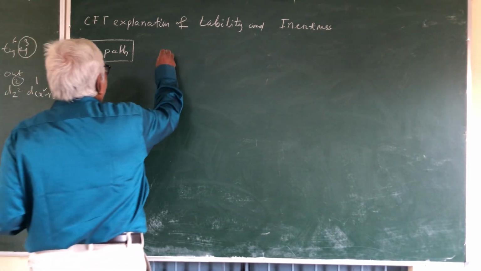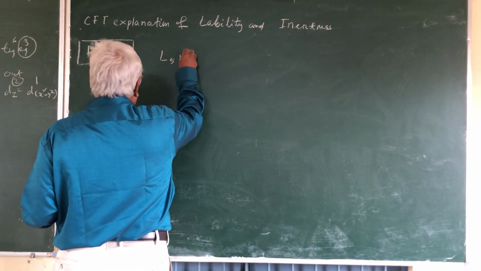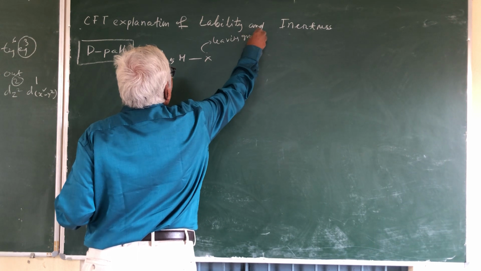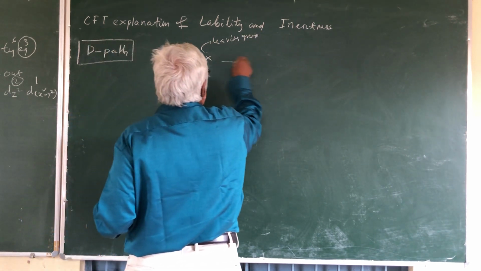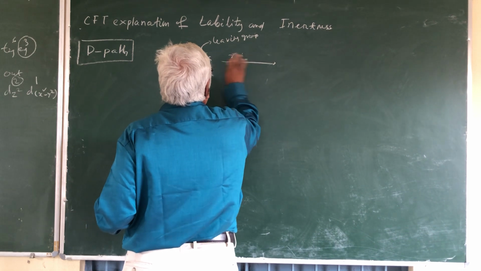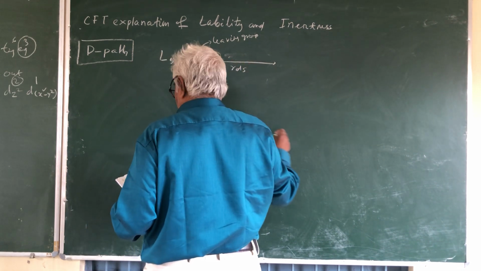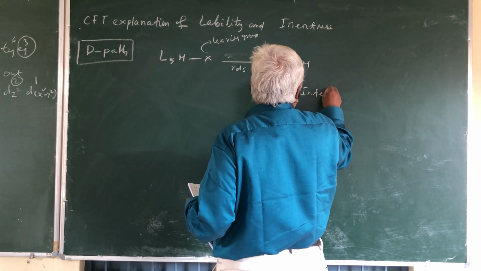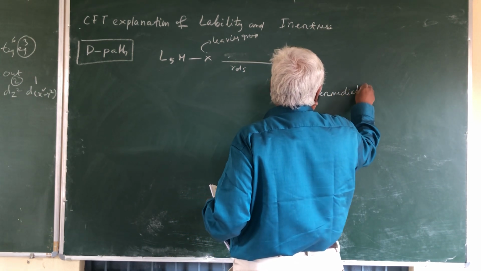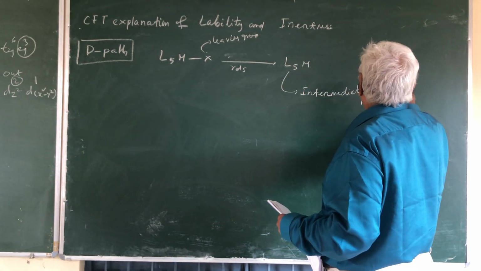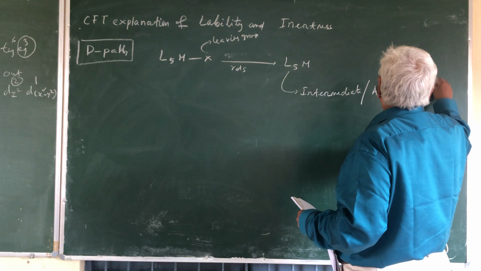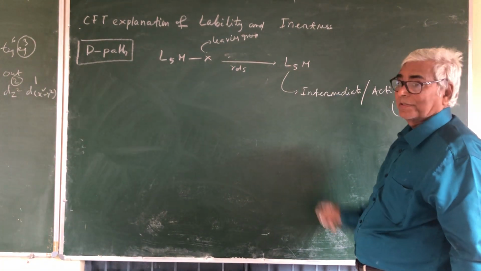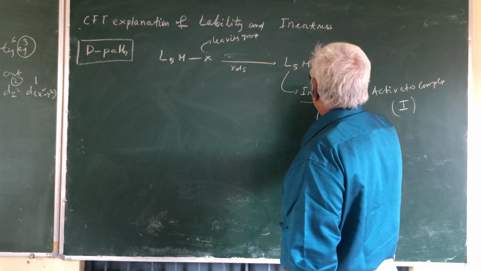So suppose your complex is like this, L5M-X, where X is the leaving group. Then in the rate determining step, you have L5M, which may be an intermediate or activated complex. If the mechanism is I, interchange, then it will be an activated complex. If the mechanism is purely D, then it will be an intermediate.